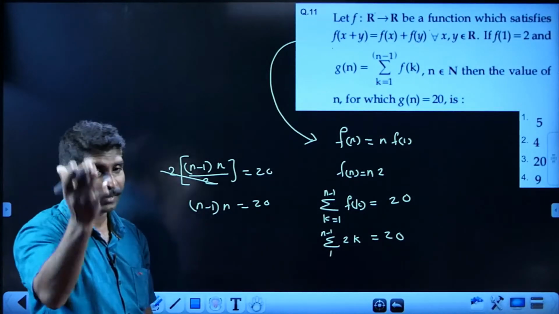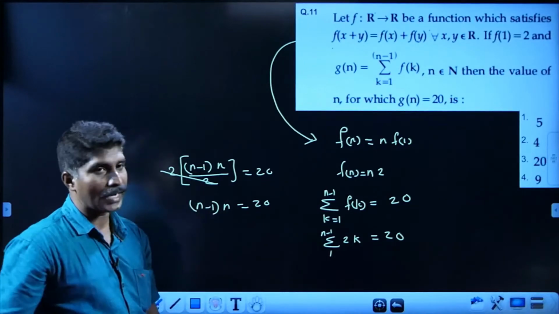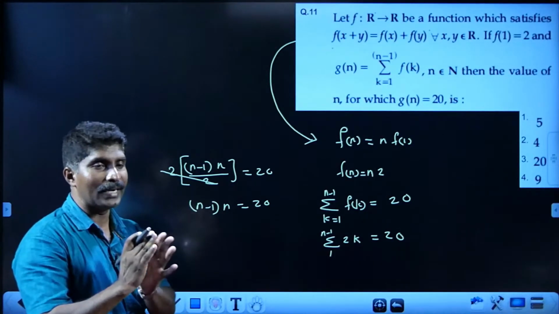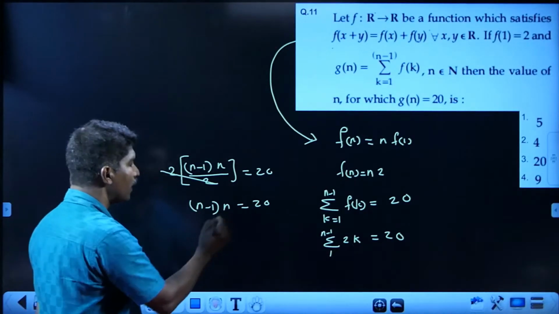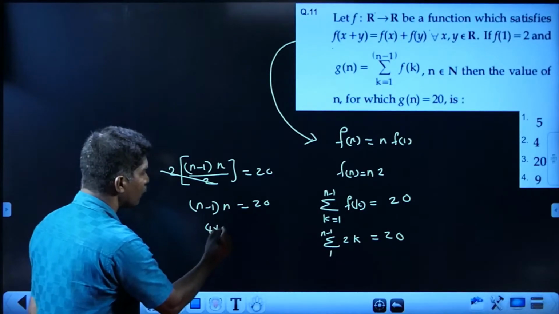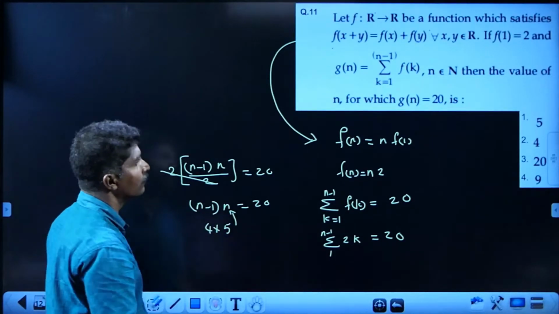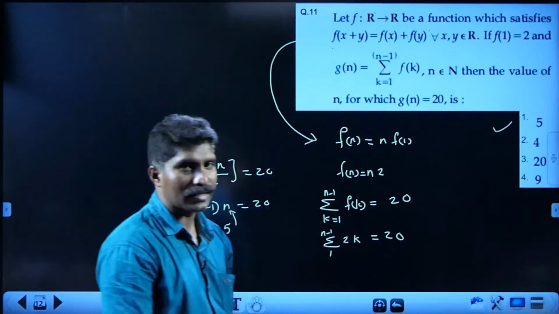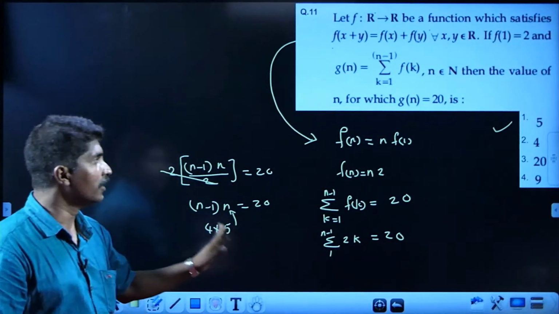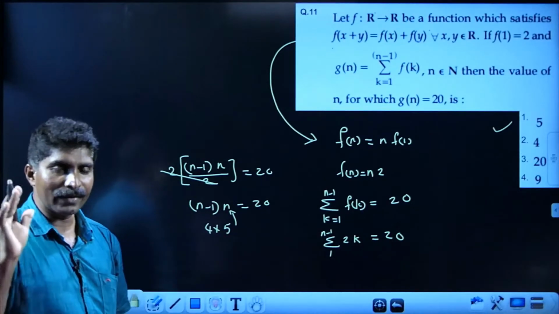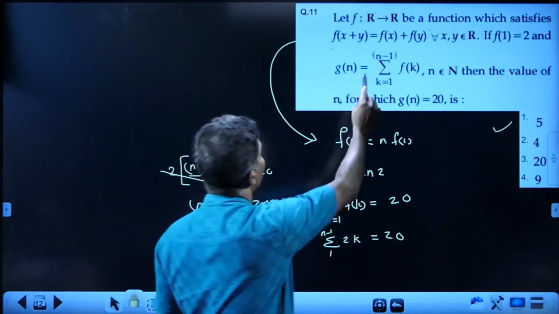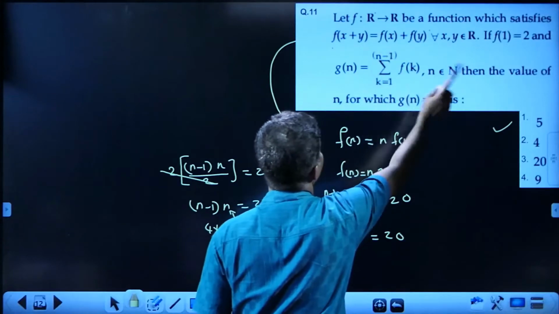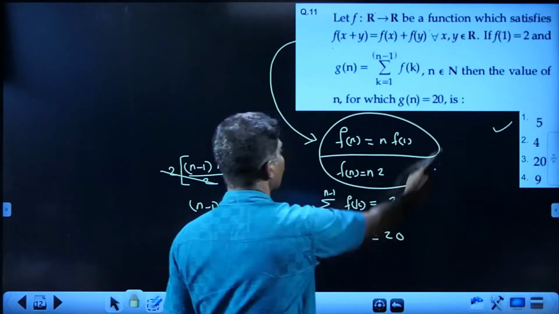We use our common sense; we are not going to the quadratic equation. Two consecutive numbers multiplied give 20, so I will write it as 4 into 5. Therefore n is equal to 5. We are not going to form the quadratic equation, just use our common sense to solve this problem. Okay. Again a very simple problem, if you know this formula and this concept.